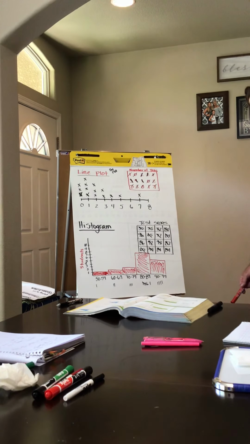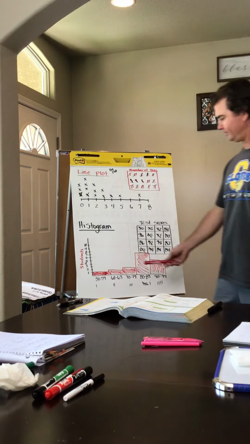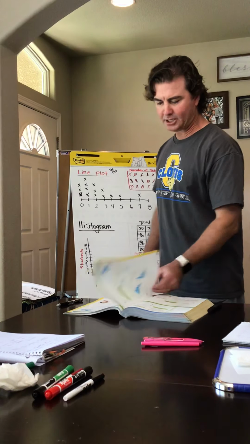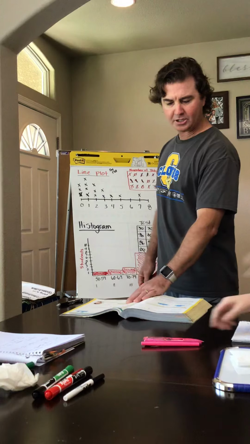Which one would that be, Colby? 70 to 79. Perfect. Okay. That seems pretty straightforward. There could be a few questions on there.